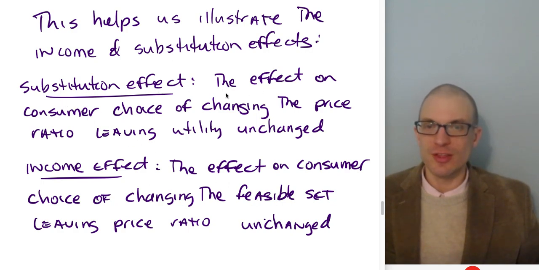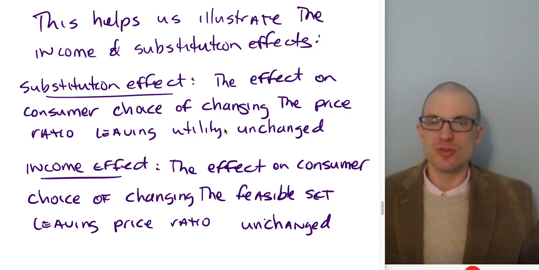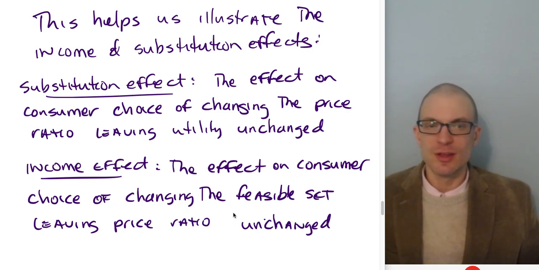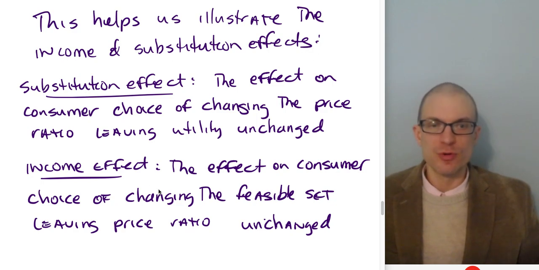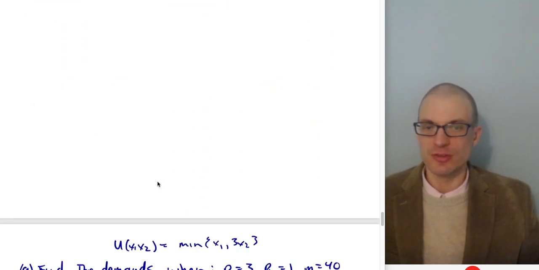The substitution effect is the effect on the consumer's choice of changing the price ratio, leaving the utility unchanged, right? Relative prices change, so I buy whatever is the relatively cheaper good. That's purely the substitution effect. The income effect is the effect on consumer choice of changing the feasible set, changing the budget set, leaving the price ratio unchanged. So this would be spotting me enough income, capturing the effect on consumer choice because I'm now relatively richer or poorer when I try to buy that good because the price has changed.